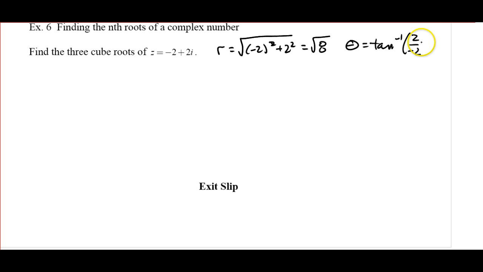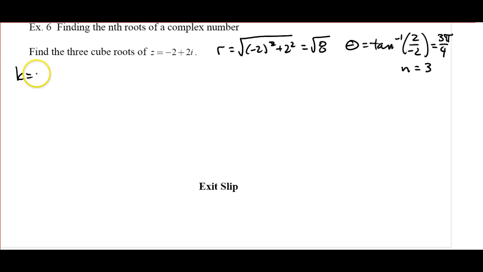So we know that we're in the second quadrant. So we need the angle that would be in the second quadrant. So this is negative 1. So we know that that's going to be a pi over 4. The pi over 4 in the second quadrant is 3 pi over 4. Okay, and we also know that we're looking for the 3 cube roots, so n is going to be 3. Alright, so the values of k that we're going to use are 0, 1, and 2.